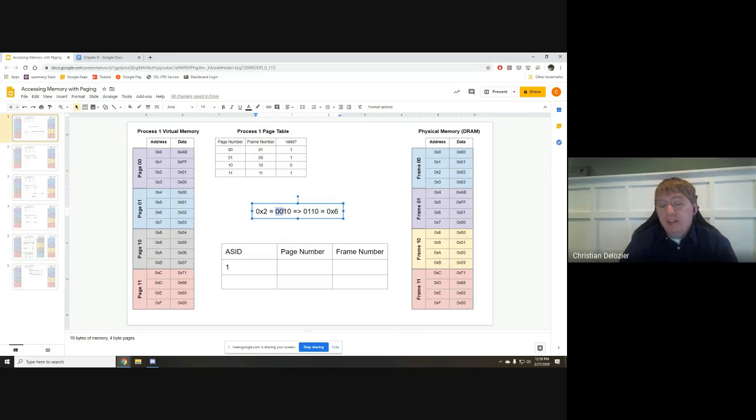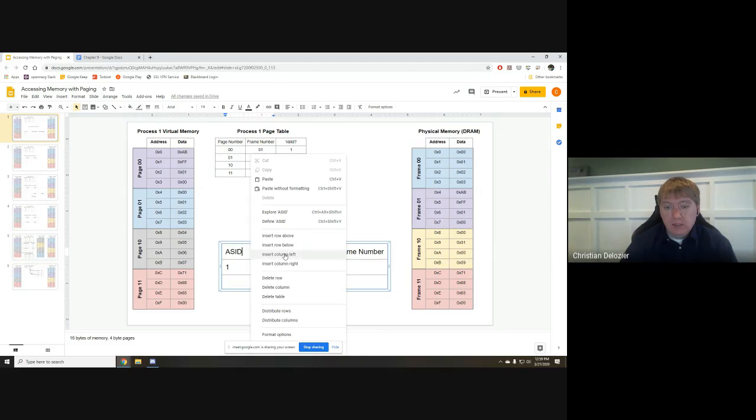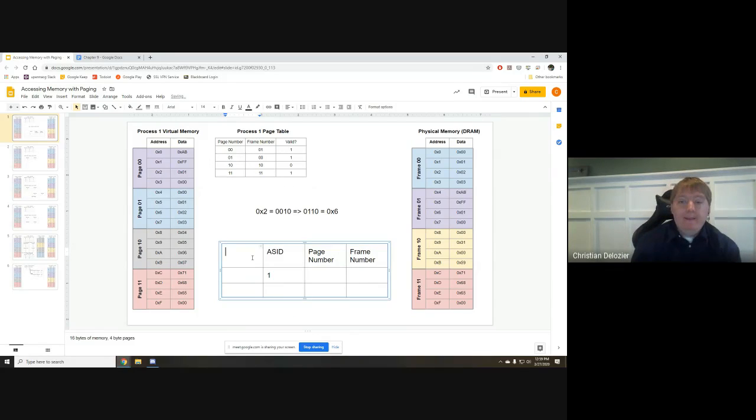The page number is the 00 part of it. So what we want to do is take some part of that page number and use it as our index into the cache. So let me actually make another column here. Insert one left. So this is the index on the left here into the cache. So we're just going to have 0 and 1. So we're going to say this is a 2-entry TLB.